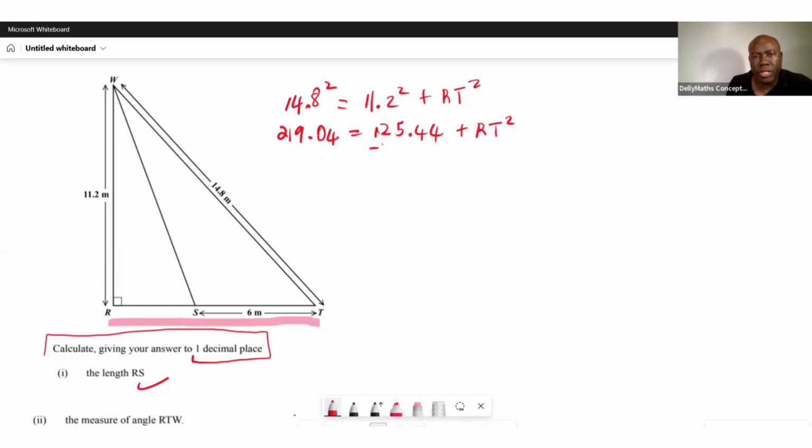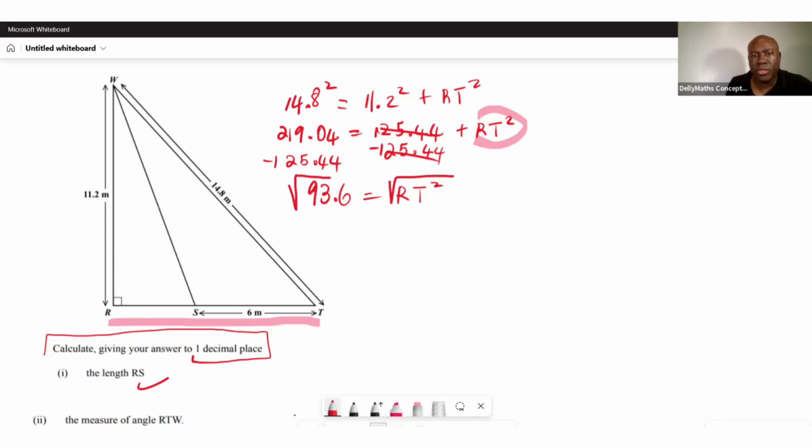Remember, we're finding RT, so I'm going to subtract 125.44 from both sides so as to isolate the RT and to have it all alone. Now, when we have 219.04, if we subtract 125.44, we're going to be left with 93.6. This is RT squared. Remember, though, in order to get rid of that square, we're going to have to take the square root. And if we did it on one side, we have to do it on the other side. So let us take the square root of 93.6. We're getting 9.6747.